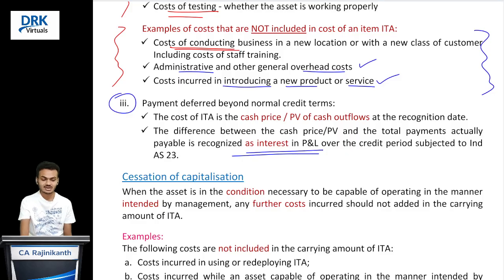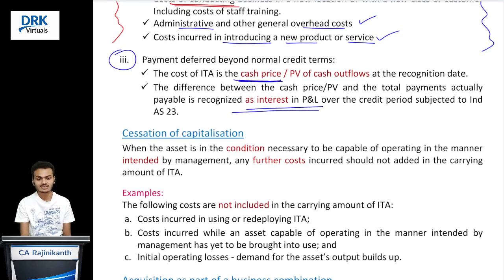In that case, the standard is saying that initially recognize at cash price only. Cash price means what? If we purchase that intangible asset on cash basis, how much amount we need to pay on the date of acquisition? So that is the cash price. If cash price is not available in the question, you calculate the present value of future payments. How much amount we are going to pay at the end of second year, to that amount you calculate the present value today. So that is the amount at which you can initially recognize.